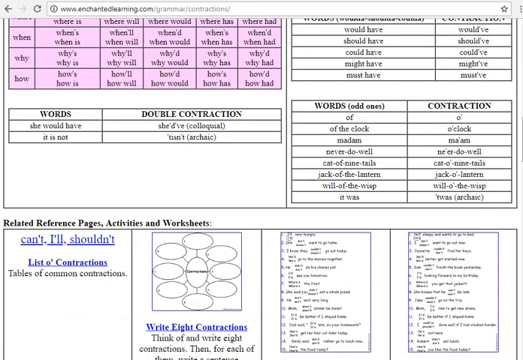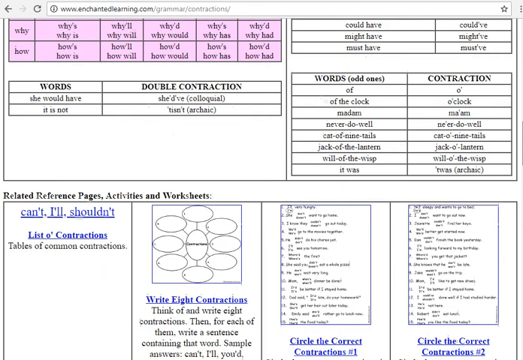It's very good. Words, odd ones. Of, and the contraction is O. Of the clock, o'clock. Madame, ma'am. Never do well. Ne'er do well.